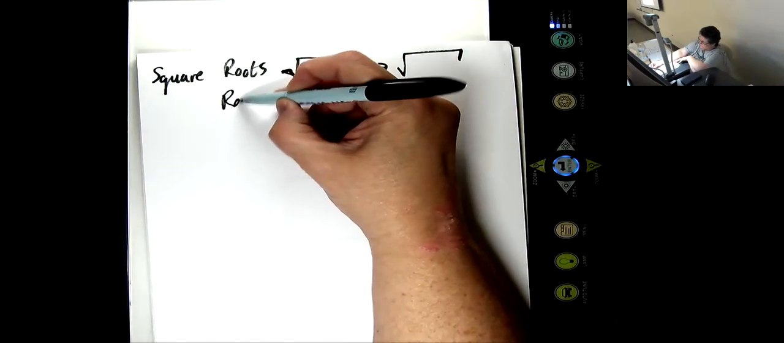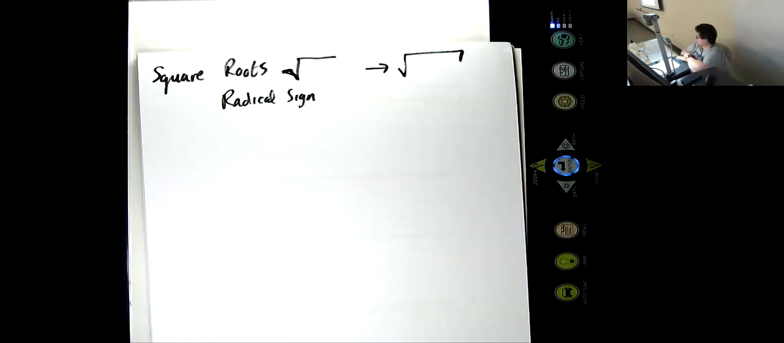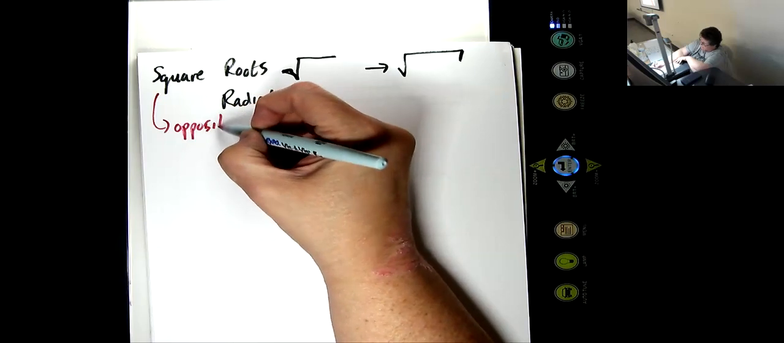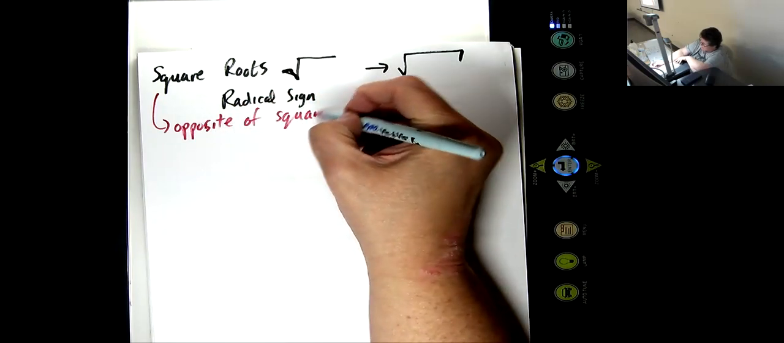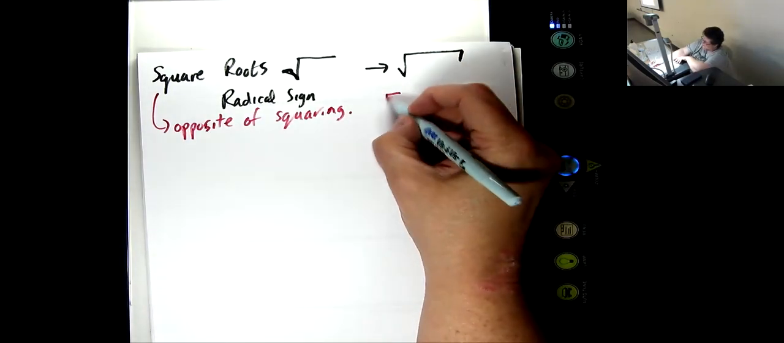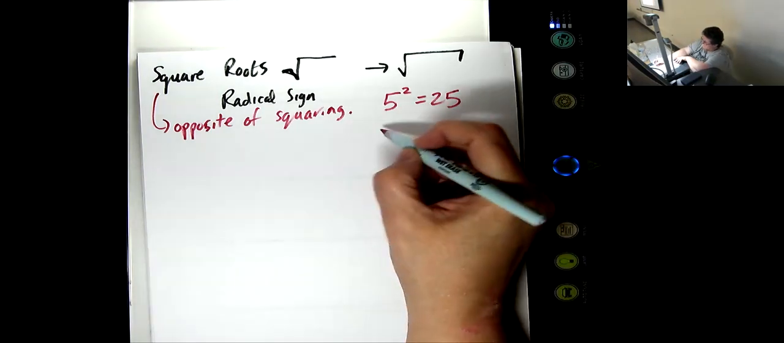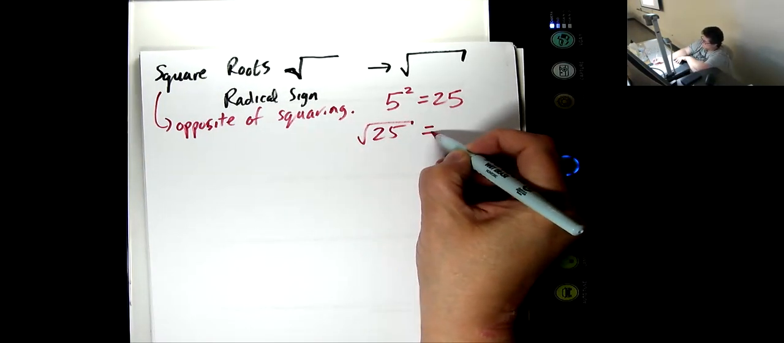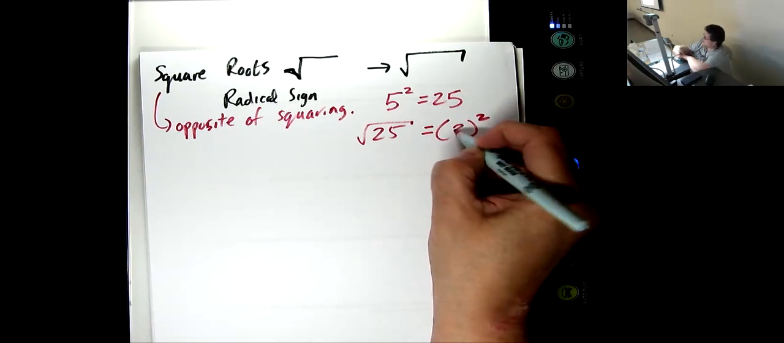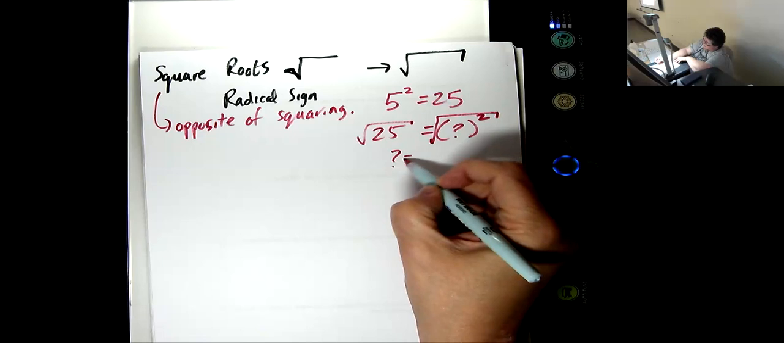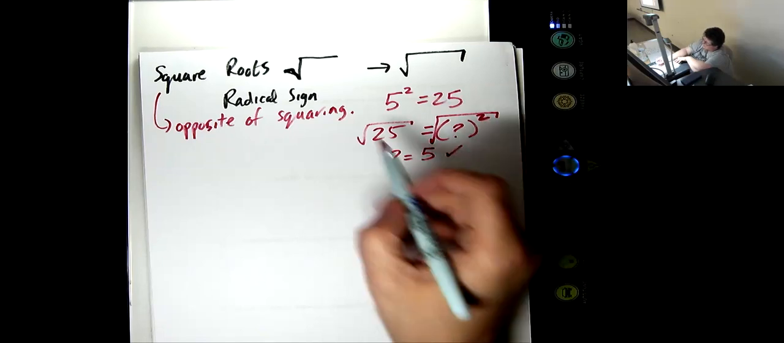This symbol here is called the radical sign. And this is kind of like square roots is the opposite of squaring. So when we had 5 squared, we got 25. Square roots goes, I start with 25. What 2 things did I multiply together to get that 25? That's kind of like what it means. And the question mark is the answer. Question mark is 5, so that's the answer. The square root of 25 is 5.